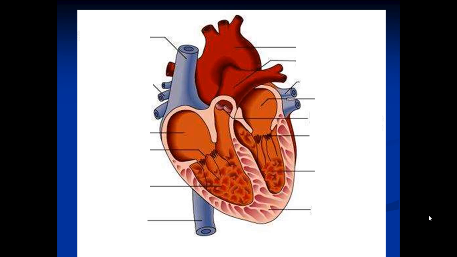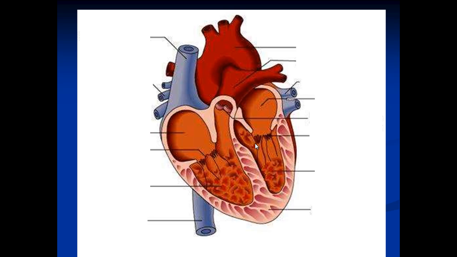The first thing you need to know is the basic structure of the heart. There are four major chambers. At the top you have two chambers, this one here and this one here. These are referred to as atria. The bottom chambers are referred to as ventricles. So this is a ventricle here, and this is also a ventricle here.